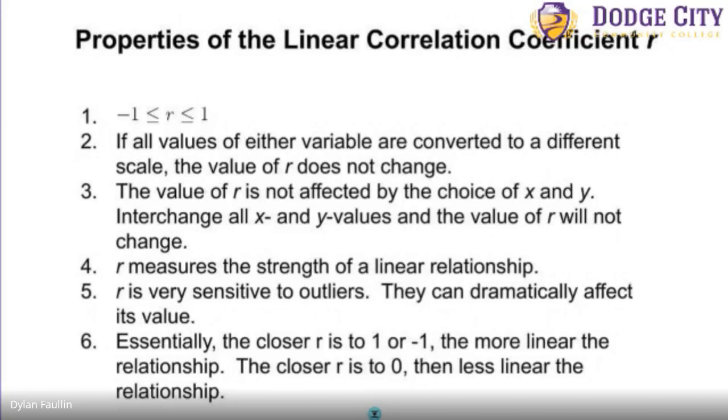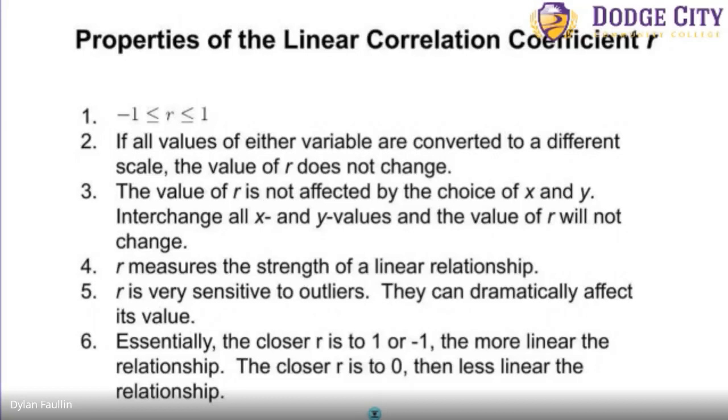R measures the strength of a linear relationship. As I mentioned, the closer it is to -1 and 1, the more linear it is. The closer it is to 0, the less linear it is, where 0 is a completely random set of points that has no linearity to it whatsoever.